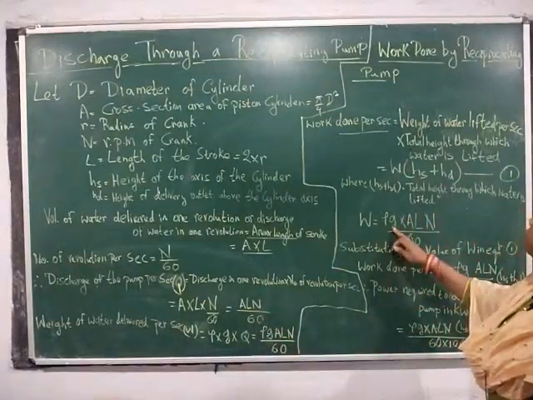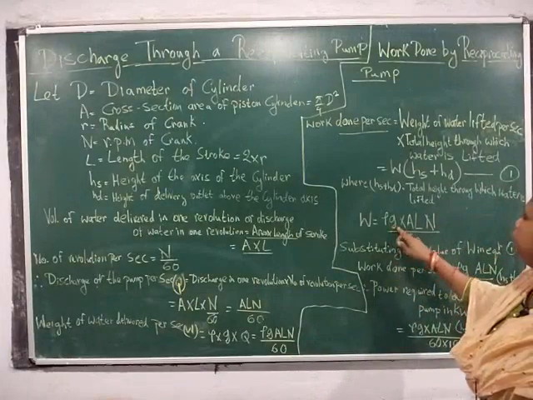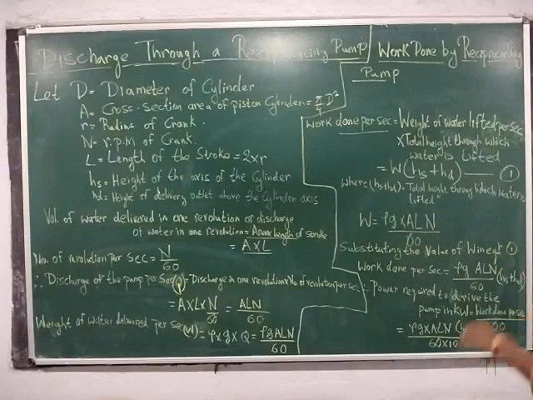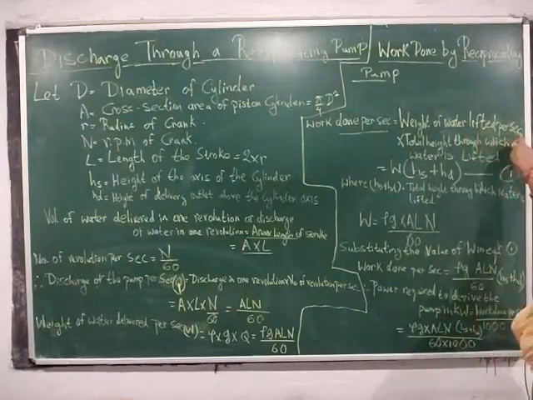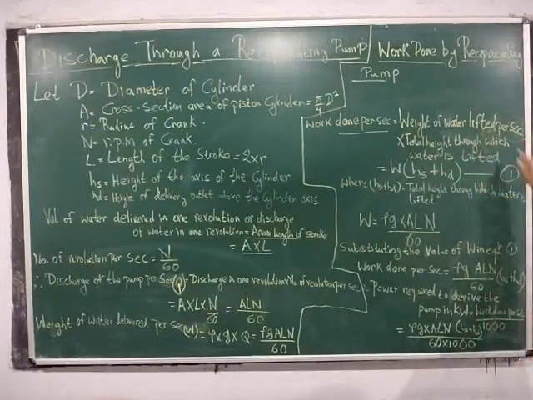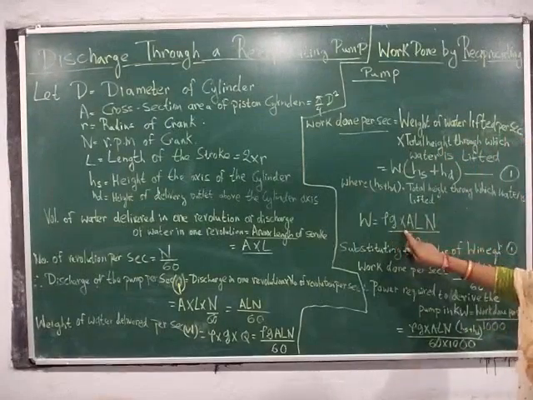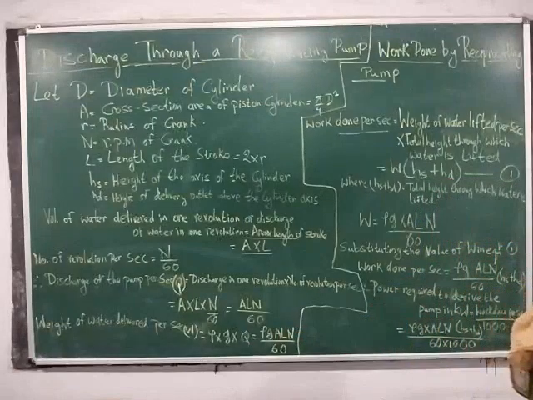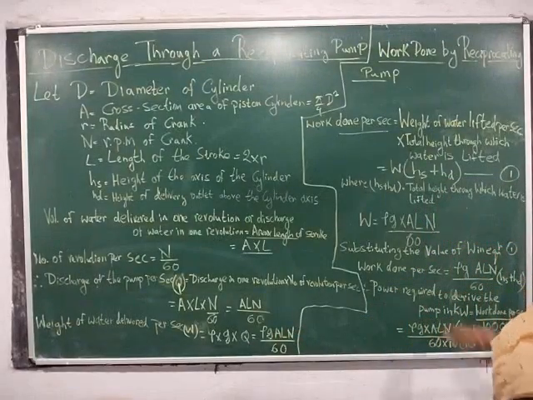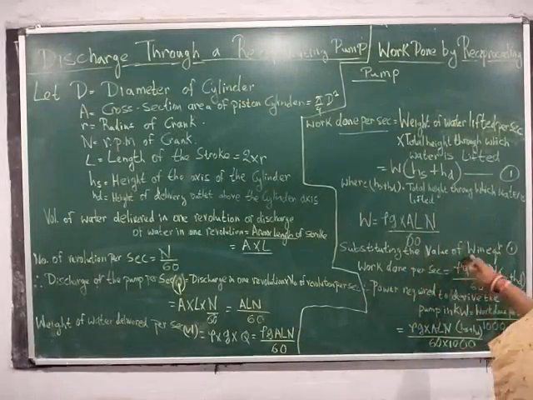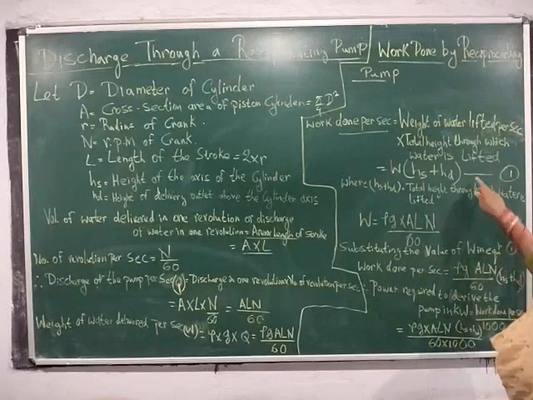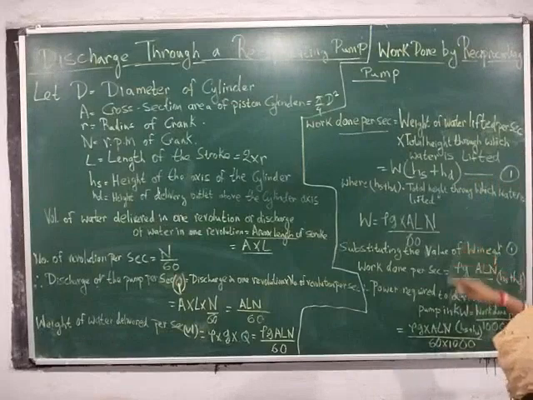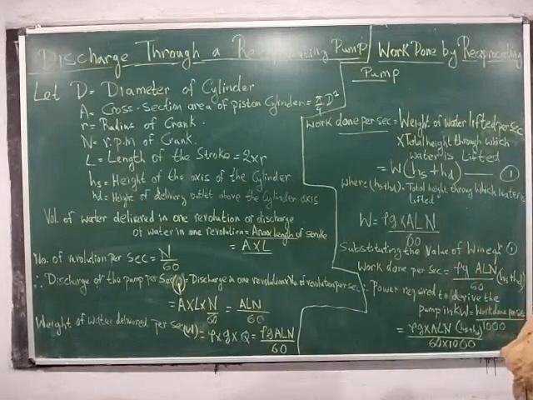So W is equal to rho into G into A L N by 60. The weight of water lifted per second, W, is equal to rho Q g, as we have already seen. Next, substituting the value of W in equation 1, what do we get?